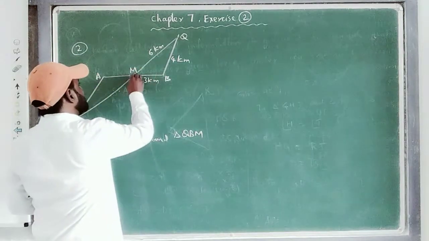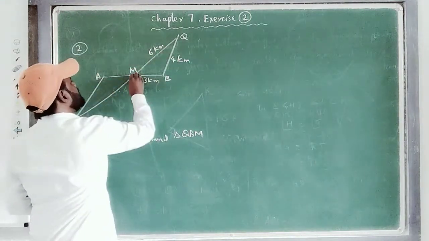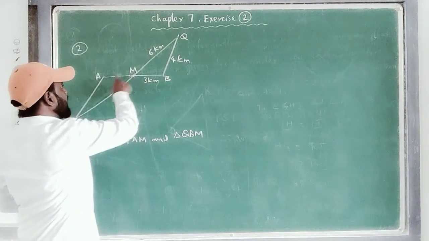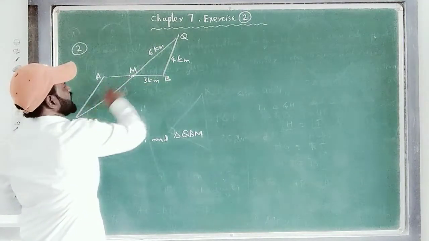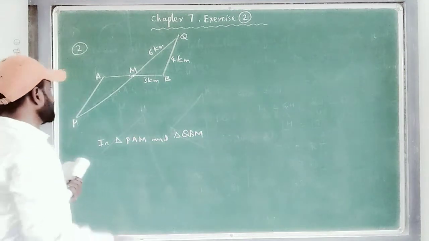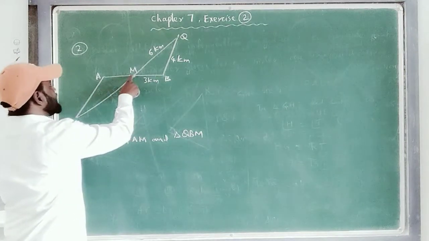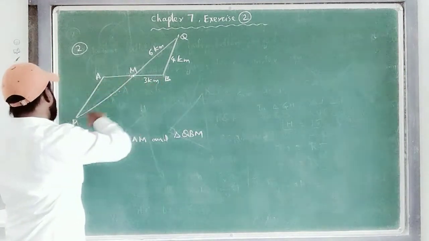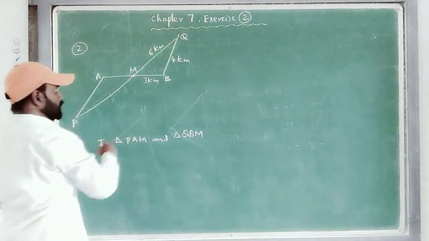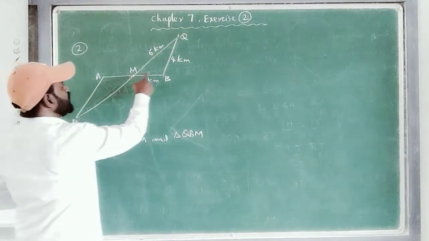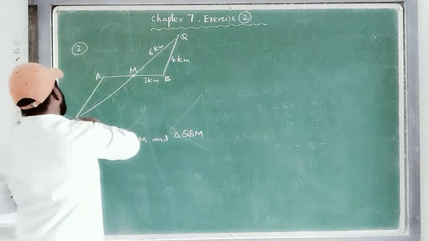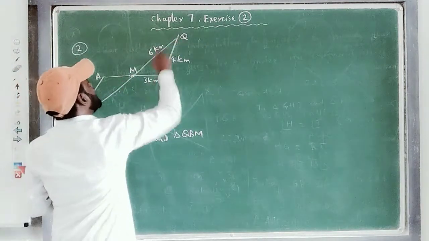Between villages A and B, M is there. Between villages P and Q, M is there. That means village M is lying in between A and B as well as in between P and Q. So M is exactly in the midway of AB, exactly in the midway of PQ. That means AM is equal to MB, PM is equal to MQ.